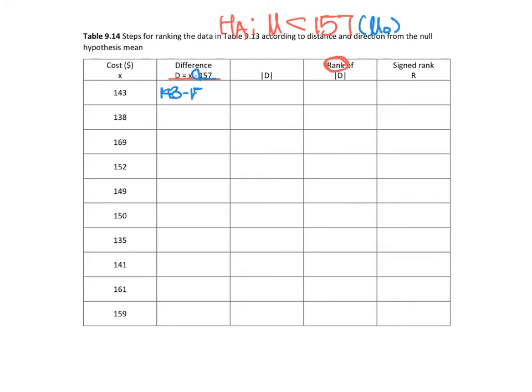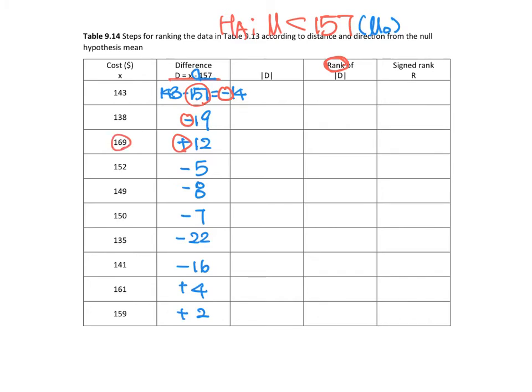143 minus 157 will be negative 14. The next ones are negative 19, positive 12, negative 5, negative 8, negative 7, negative 22, negative 16, positive 4, and positive 2. The negative sign means less than 157, but positive means bigger than 157.